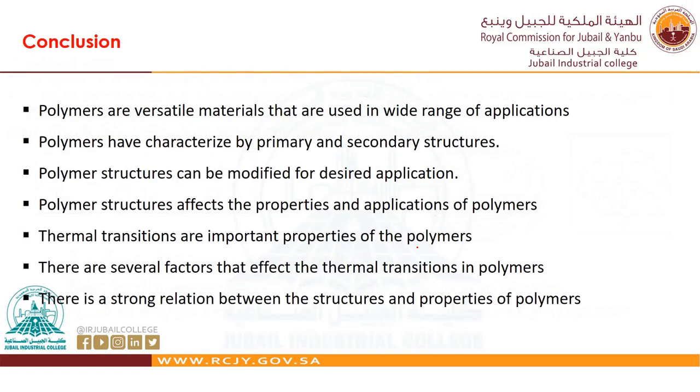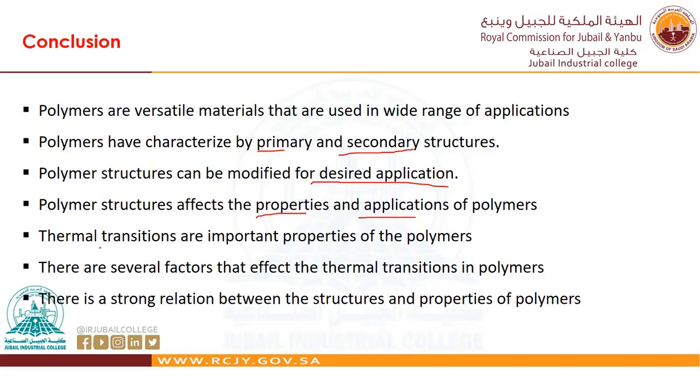In conclusion, this brings us to the end of the presentation. We can say that polymers are versatile materials that are used in a wide range of applications, and they are characterized by primary and secondary structures. For primary structure, we're talking about linear, branched, and cross-linked, and for secondary structure, we're talking about amorphous, semi-crystalline, and crystalline. Most of the structures can be modified to achieve a desired application, and they affect the properties and, of course, the applications of the polymer as we have presented.